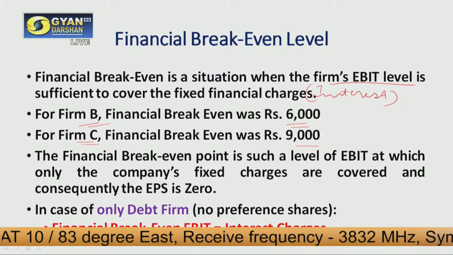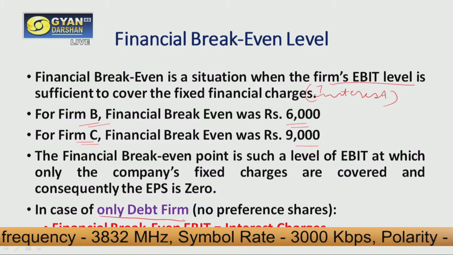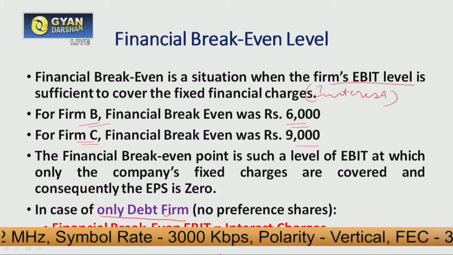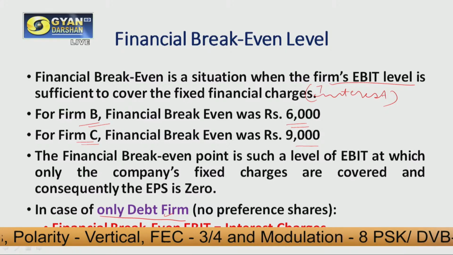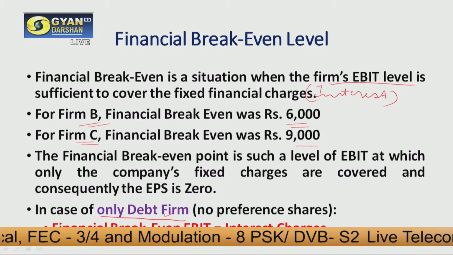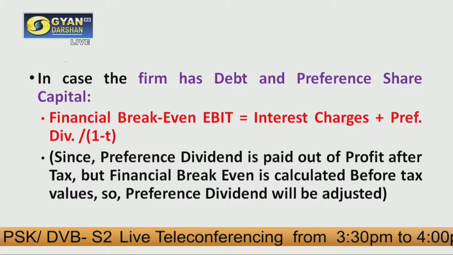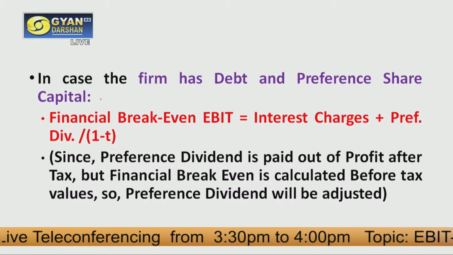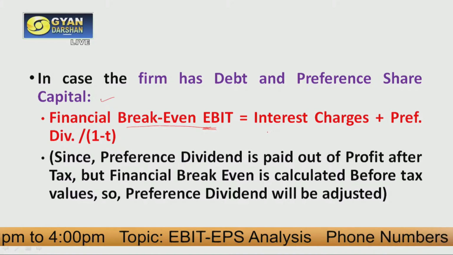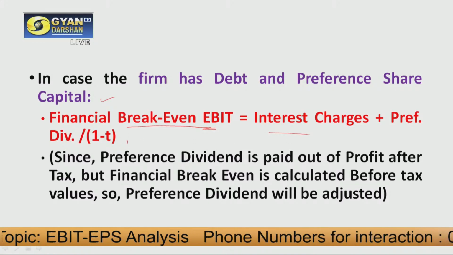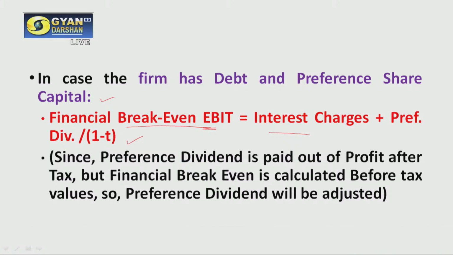Okay, and from this we can also conclude that if the firm is only a debt firm, that means there is no equity, then in that case our financial break-even EBIT will be only our interest charge, because we are earning only that much amount that is sufficient to pay our interest. But when the firm has debt as well as preference capital, then our financial break-even will be equal to interest charges plus preference dividend, and it has to be reduced by the tax amount, that is 1 minus T.